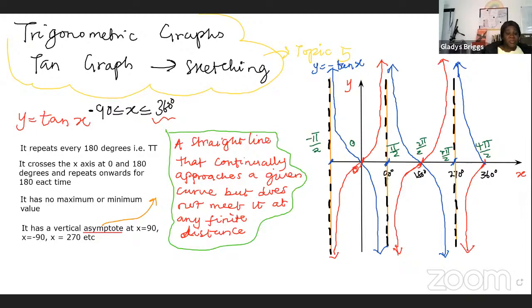Can I clear everything that is on my board now? Yes, clear all drawings.